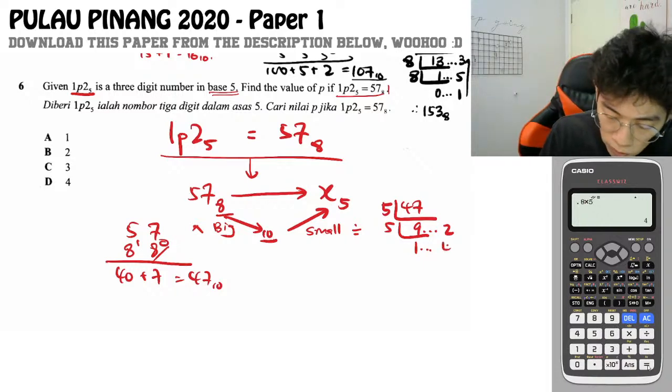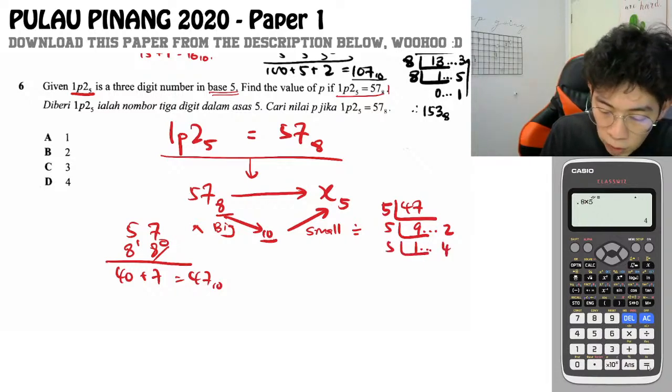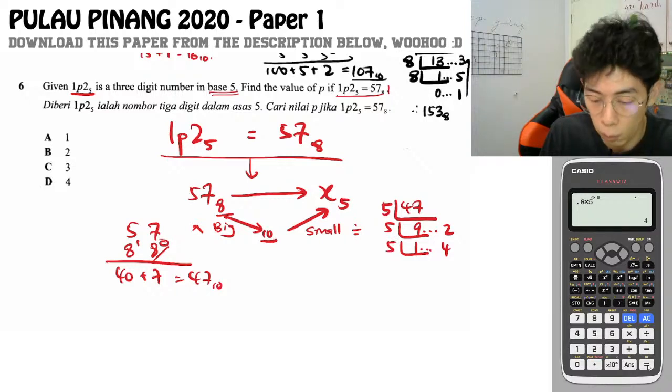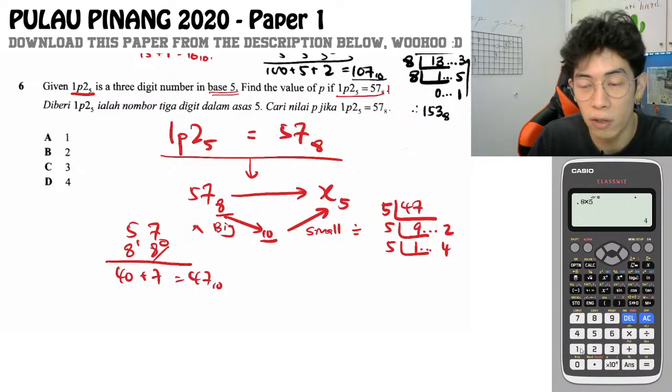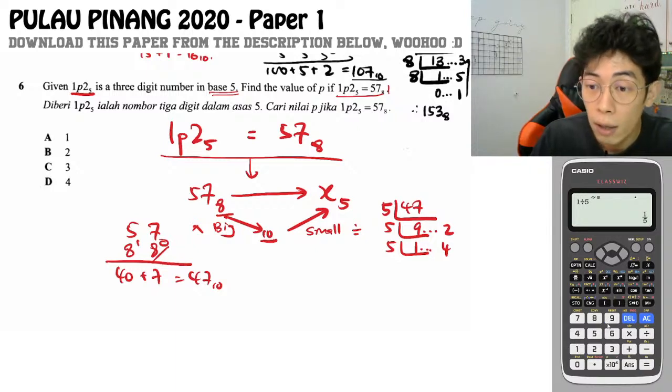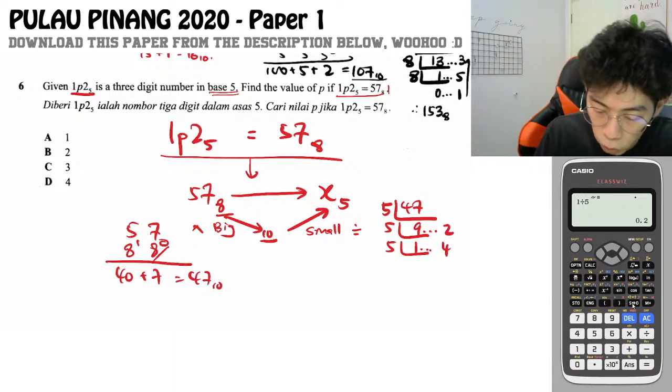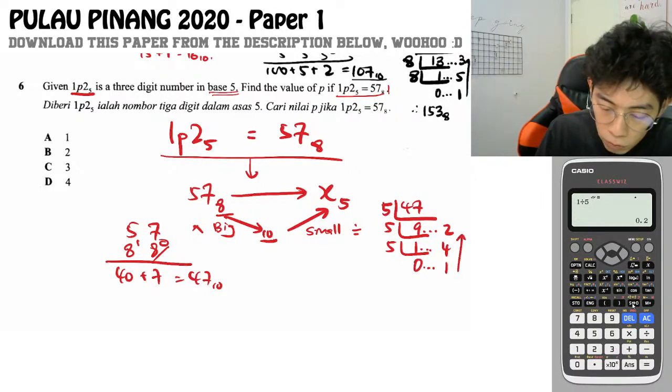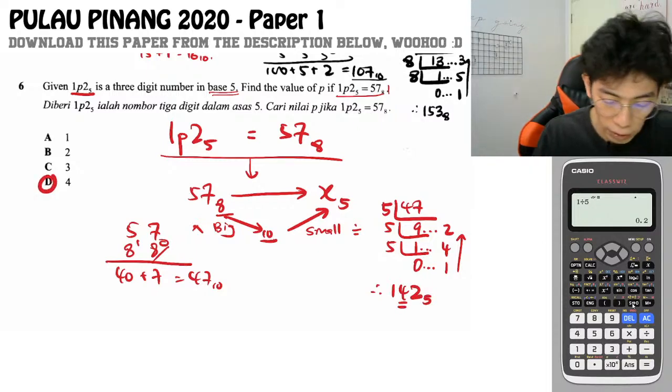Then the 0.8, you times with 5. So you get 4, right? You see, I'm doing that. So then you know what to do already. So this one very obvious already lah. Okay, 1 divided by 5, you get what? I just divide it for you lah. So 1 divided by 5, you get how much? You get 0.2, so 0. Then 0.2, you times 5, 1. So basically the answer is 142 base 5. So your P is 4, done.